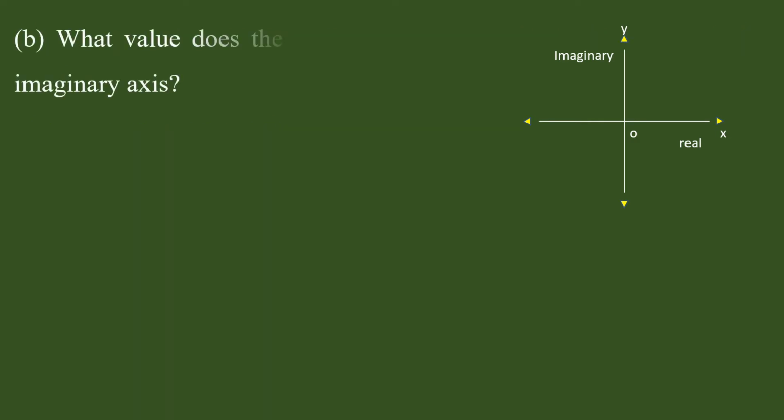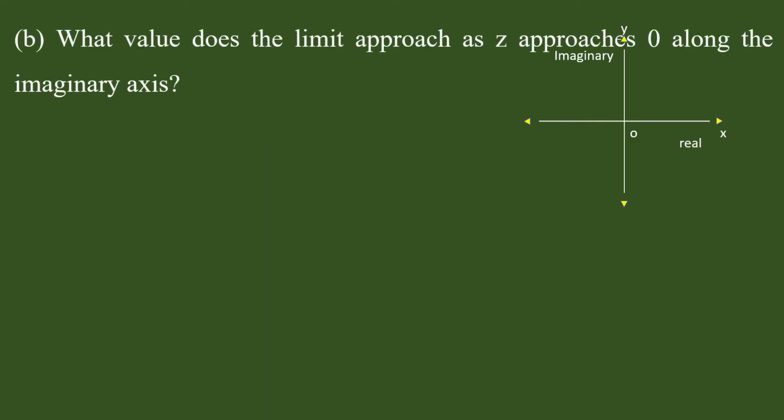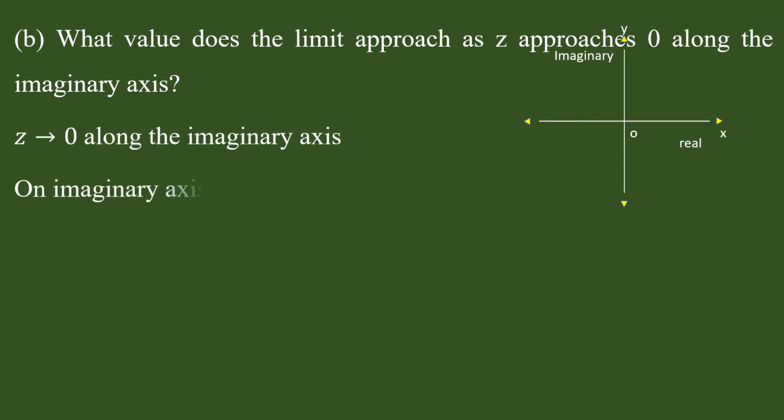Now come to part B. What value does the limit approach as z approaches 0 along the imaginary axis? You know the y-axis is the imaginary axis. So along y we are approaching 0. So in that case x will be 0. On the imaginary axis x will be 0.